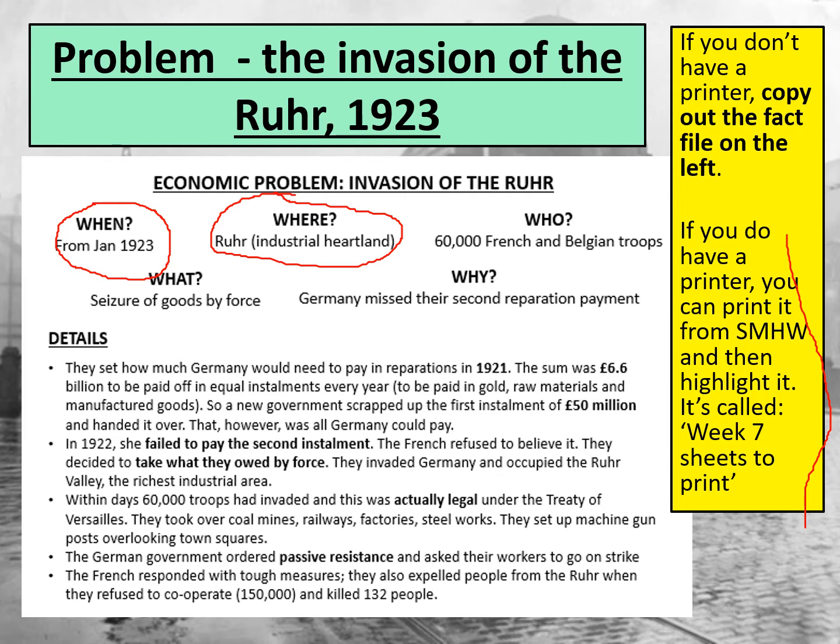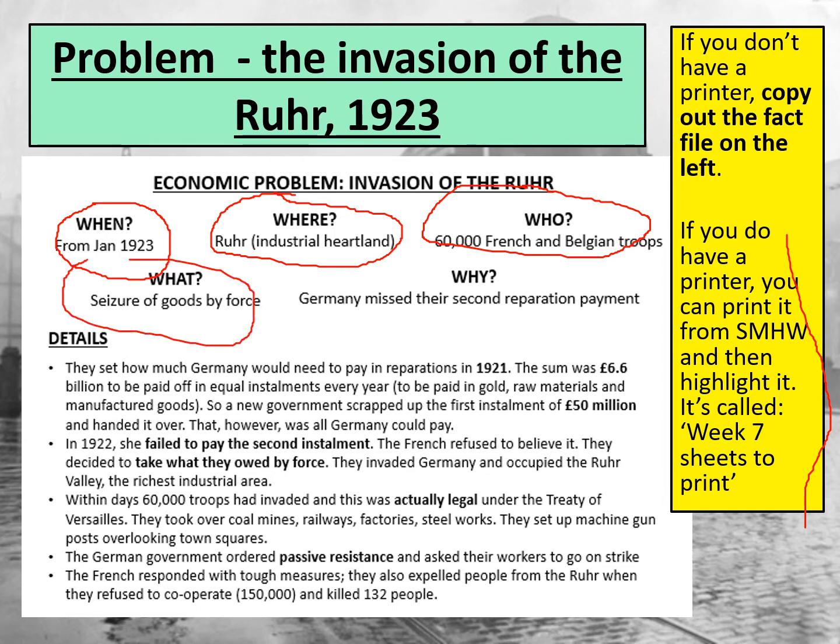So who was involved? 60,000 French and Belgian troops. That number eventually increased to 100,000. And the reason why it's French and Belgian troops is they are the two nations that received reparation payments from Germany, and therefore they're the ones that are very bitter and resentful when Germany isn't paying. So they go there to try and seize the goods by force.